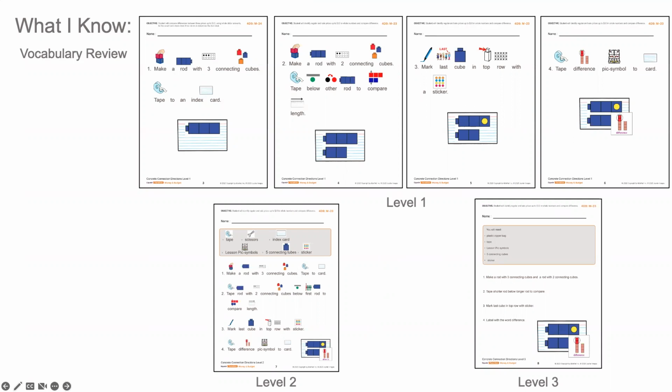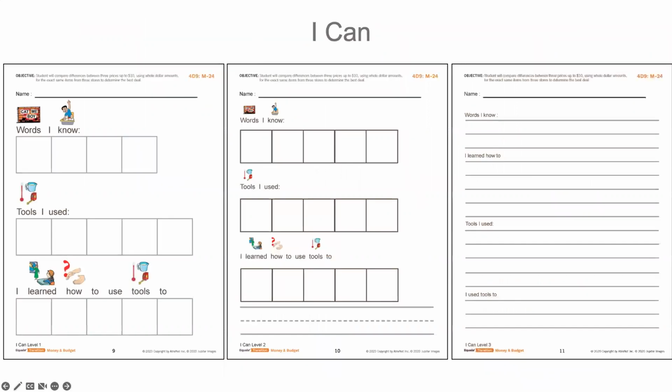At level 1, the concrete directions are pick symbol supported, and there's 1 step per page. Level 2 still has pick symbol supports, but all of the steps are found on 1 page. Level 3 does not have pick symbol supports and lists the steps on the page. This is perfect for students who are working on following step-by-step directions when completing a task. Once they have created the concrete connection, they use the pick symbols to identify the vocabulary word as a word they know on their I Can page.